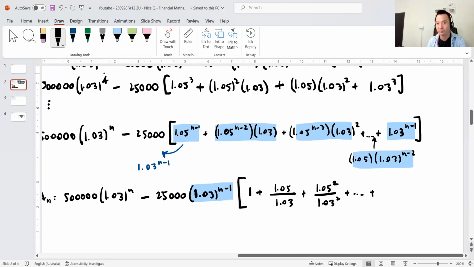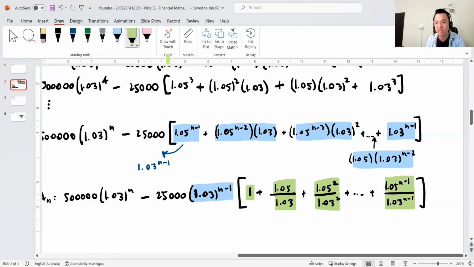Now we're cooking, because you can see that I have something that resembles a GP. I got a common multiple, common ratio there. It grows by a factor of 1.05 divided by 1.03 each term. And then the last term, if I factorize 1.03 to the power of n minus 1 from the last term there, it'll be 1.05 to the power of n minus 1 over 1.03 to the power of n minus 1, because there's no 1.03 terms there, so it'd just be that guy.